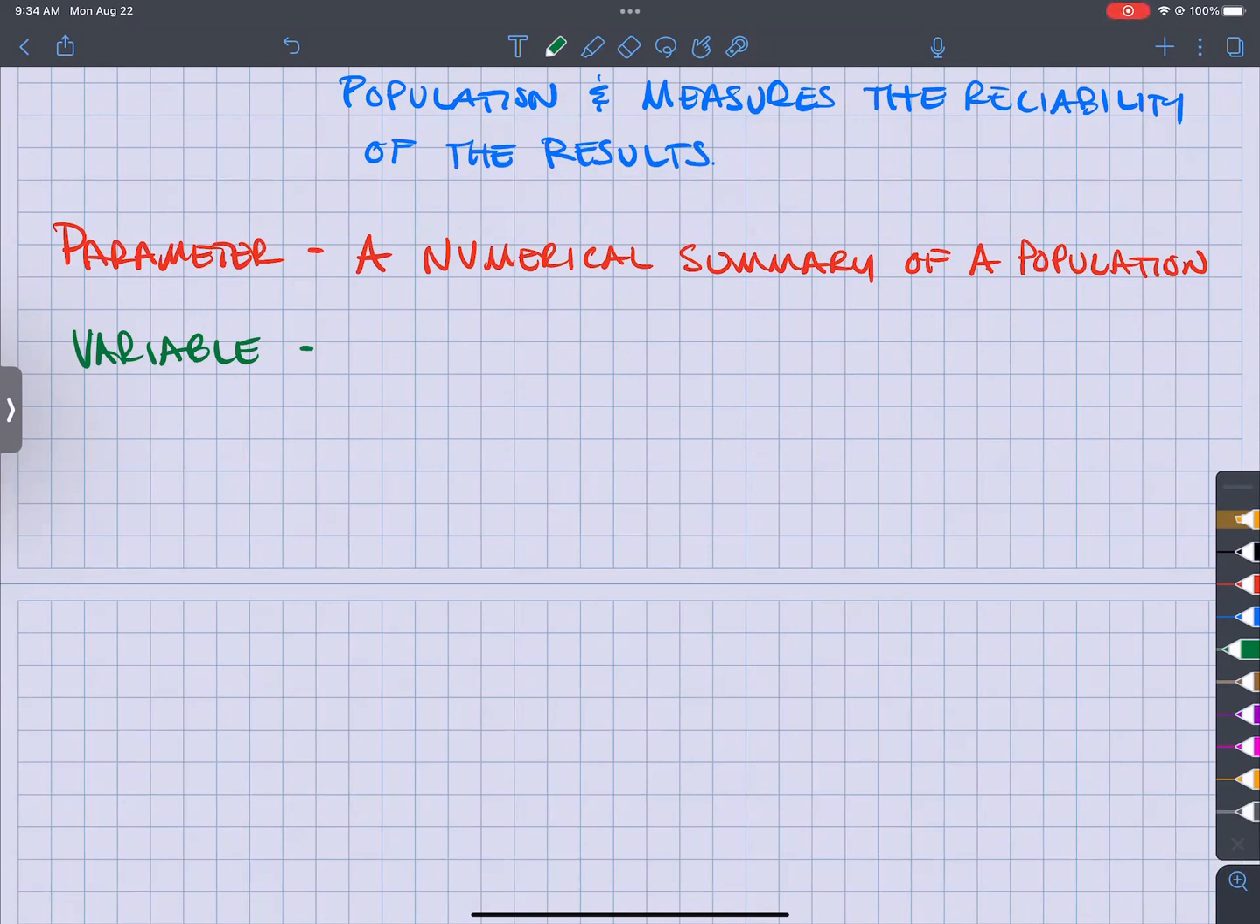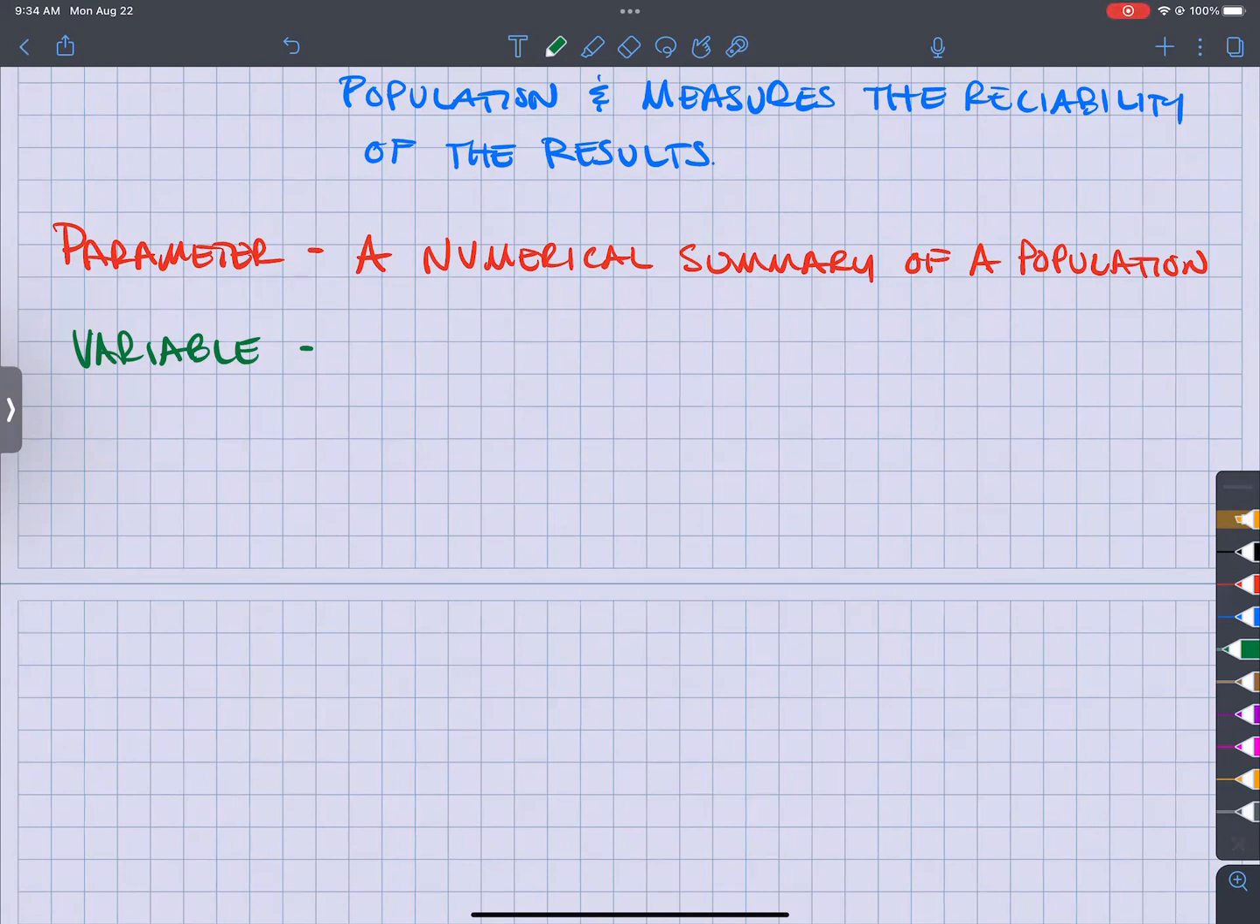So before I get to variable, if you were to read the definition of parameter and the definition of statistic, they sound the same, because a numerical summary of a population can sound like a statistic. Understand that they're different.